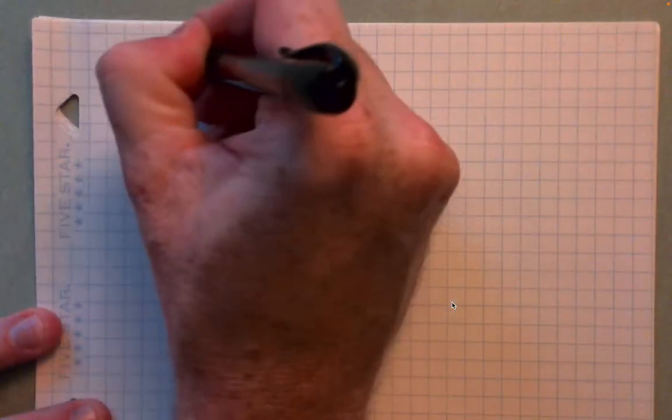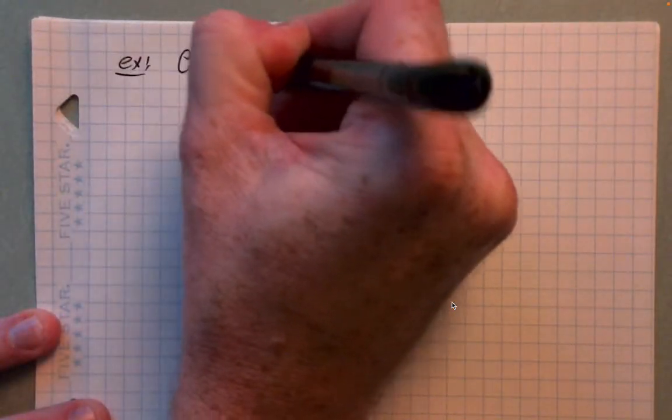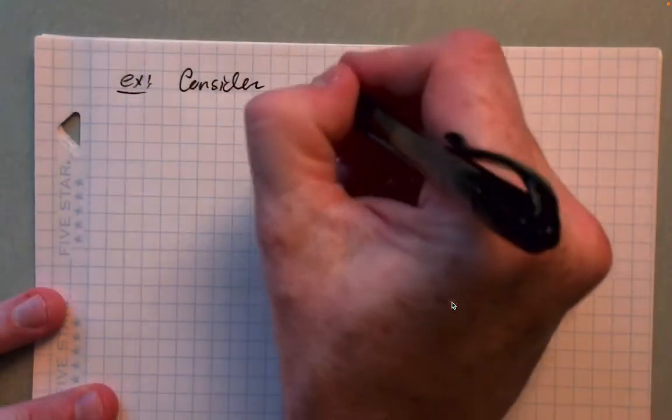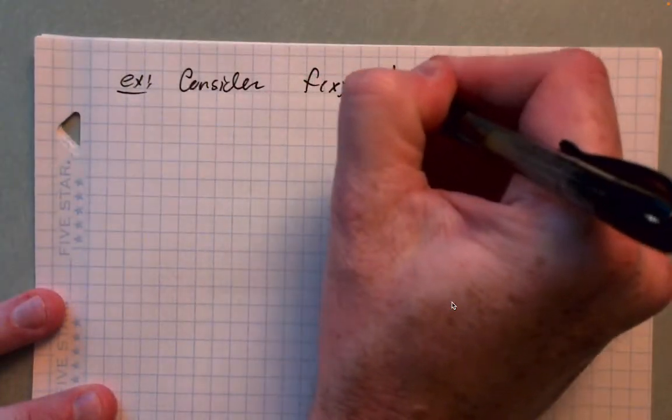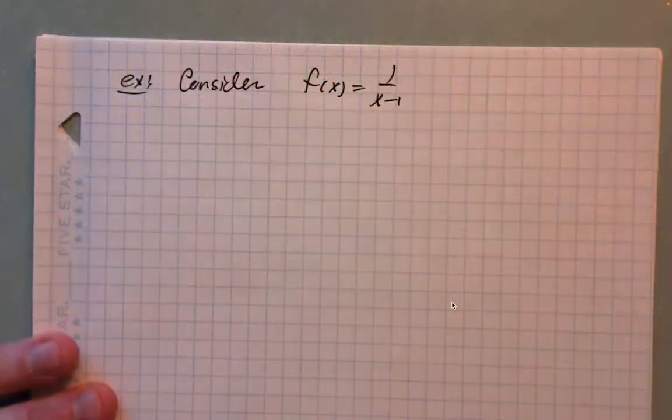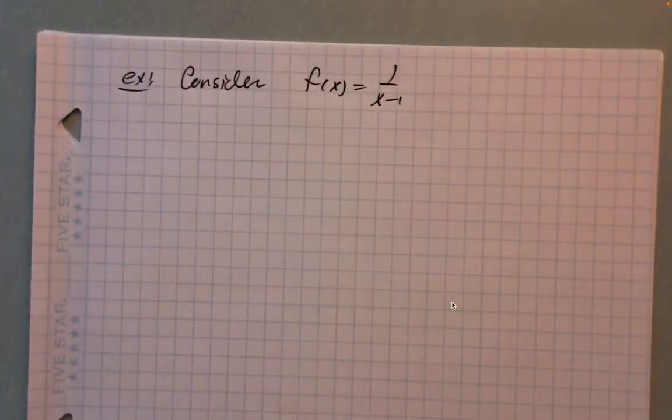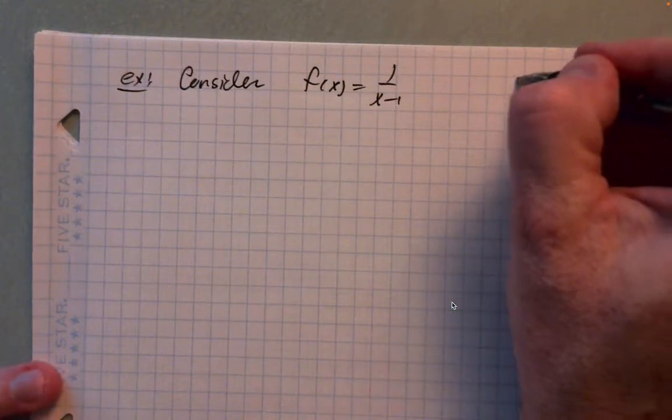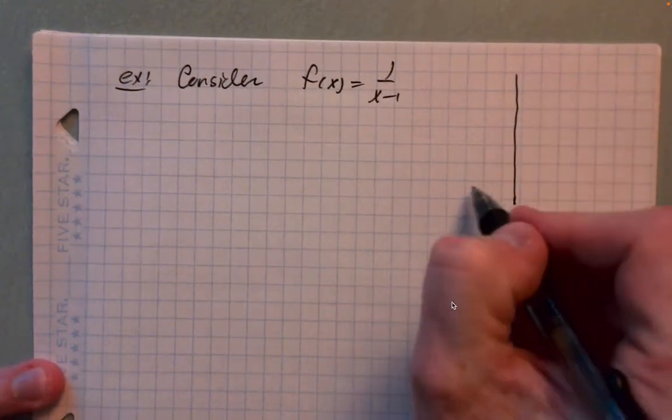So let's take a look at some examples and try to get comfortable with these things. So let's consider the function f of x equals 1 over x minus 1. We know that this function has a vertical asymptote at x equals 1, right? We just know that because we can look at it.